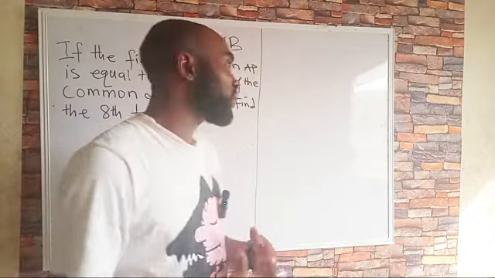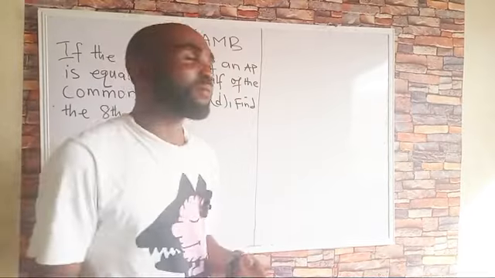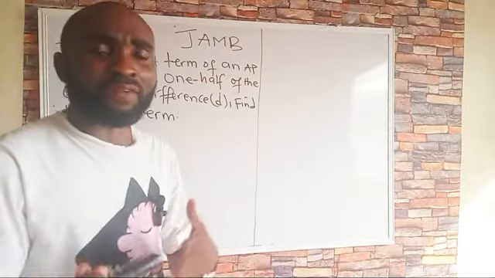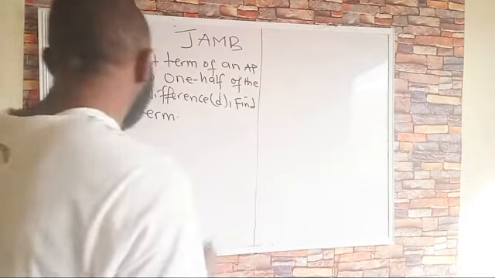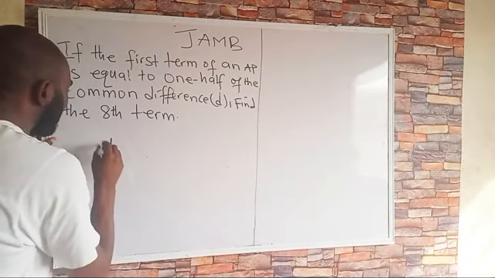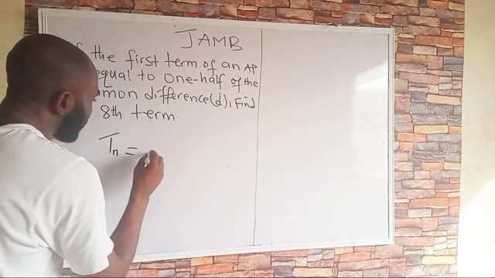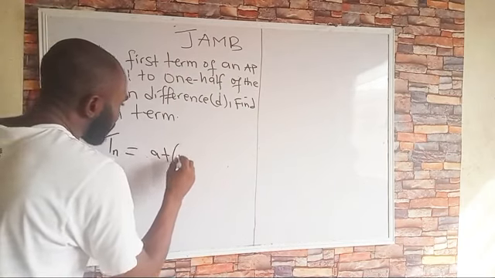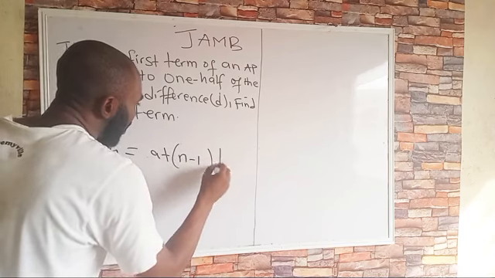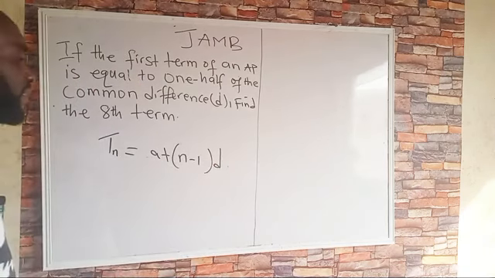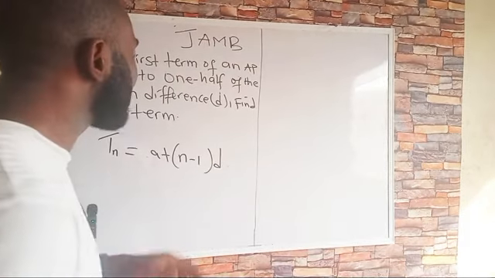When you have a JAMB question like this, the first thing that should flash to your mind is, what is the formula for the nth term? And this is the formula for the nth term: Tn is equal to a plus bracket open n minus 1 bracket close d.